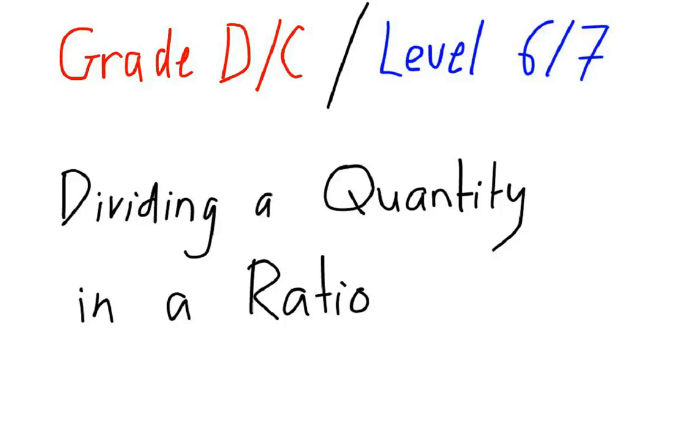Hello, it's Mr. Thompson here again, and today I'm here to talk you through some work on dividing a quantity in a given ratio. This is both grade D and C at GCSE, or level 6 and 7 at Key Stage 3. I should explain what part is grade D and what part is grade C as we go on. So let's go to our first example.